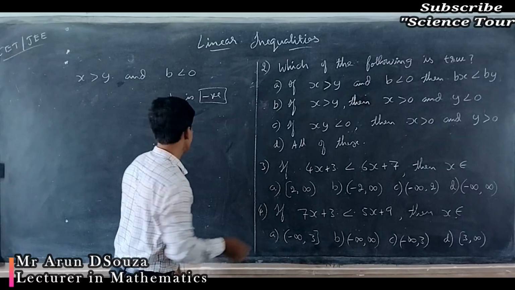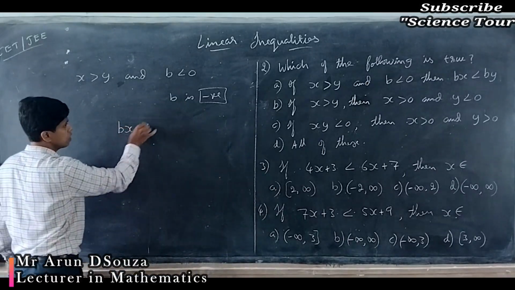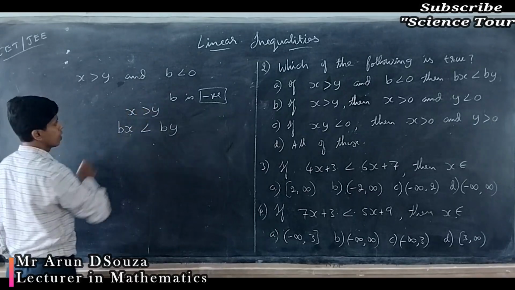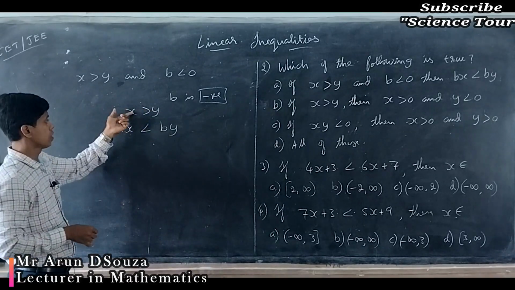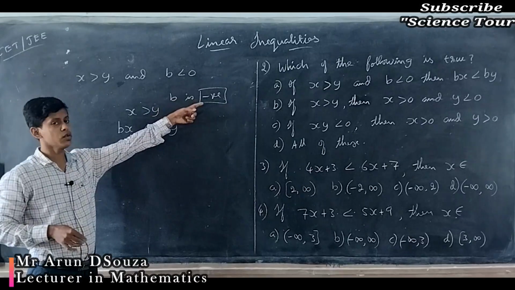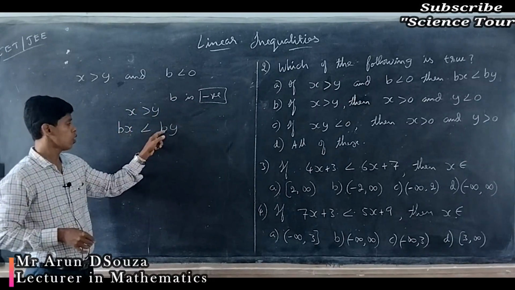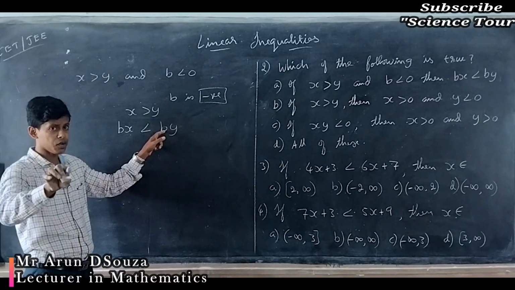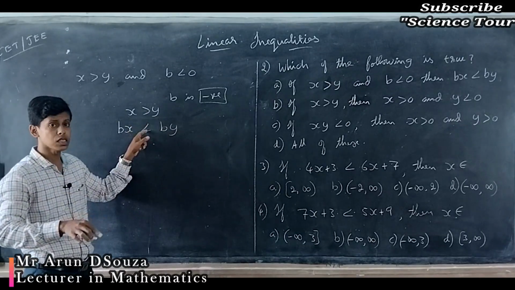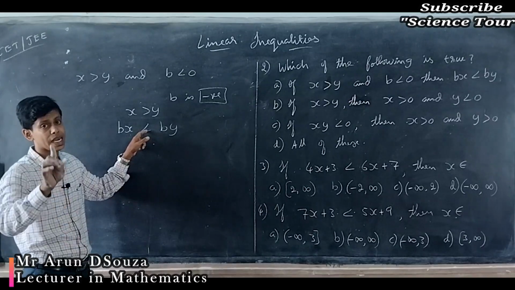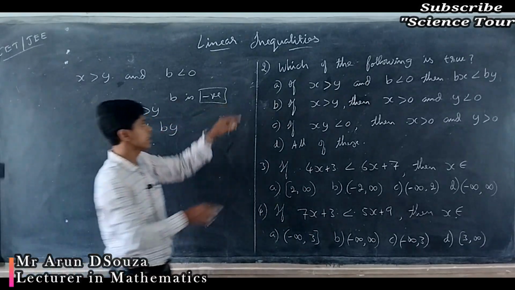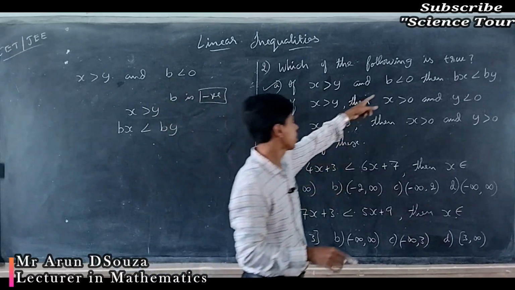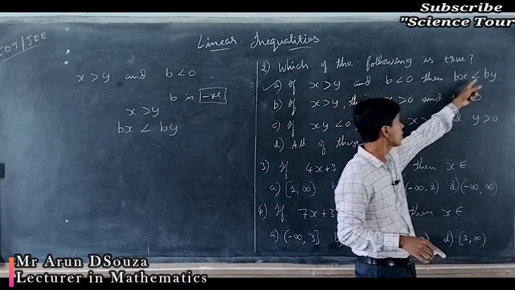Now what are you doing in bx less than by? So you have x greater than y. Now you are multiplying a negative number on both sides. If you are multiplying a negative number on both sides, inequality reverses. That's the third rule we have, and that's a right statement they have made. So if you are multiplying by a negative number, inequality must change.